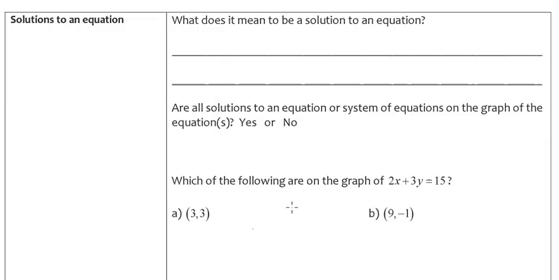All right, so page 3 of the 11-14 notes. And now we're getting into solutions to an equation. This is a little bit more of a conceptual idea. What does it mean to be a solution to an equation? It means that if you plug the values from your solution into the equation, it'll make the equation true.